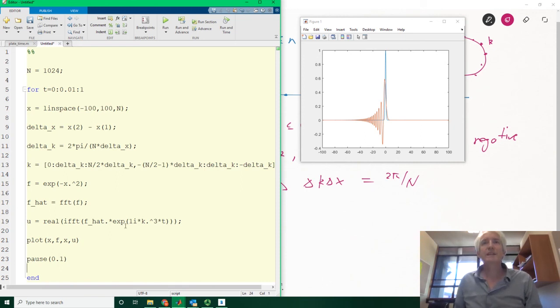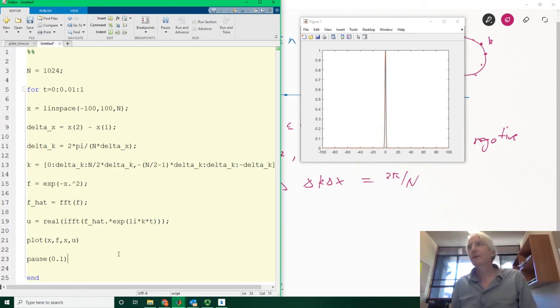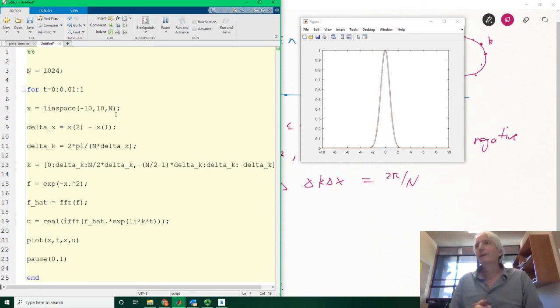So if we change this, if we got rid of the cubed here, then it's interesting to see what happens. Just a bit of play around with it. Not a lot, it's hard to see. I'm going to stop that and change this back to 10 here. Let's see what happens. So look at that. Nothing, it just shifts.